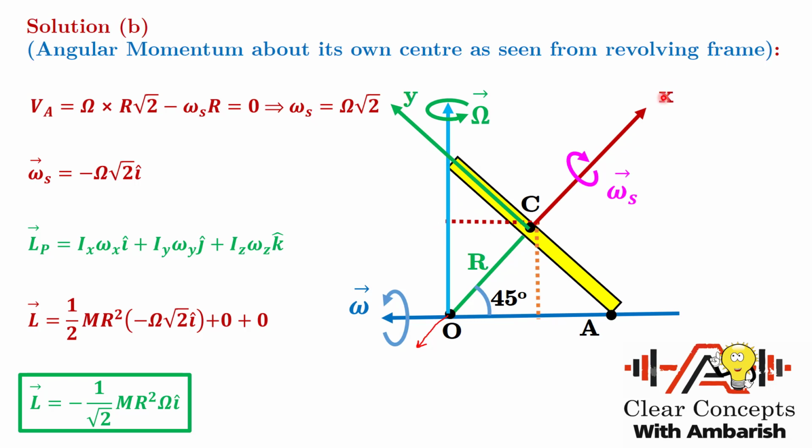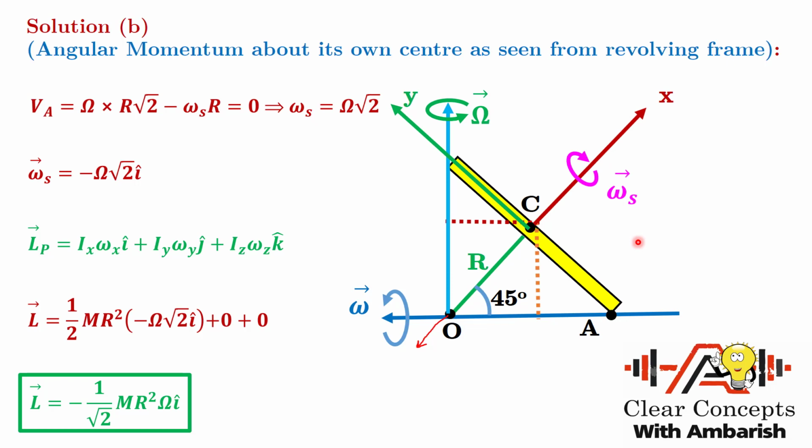In the revolving frame the disk appears to only spin about a fixed axis, so it is the simple case of fixed axis rotation. So this is what you get, and of course this is parallel to the x axis. Here the angular momentum and omega vector are parallel, omega spin, because omega is along the principal axis itself.